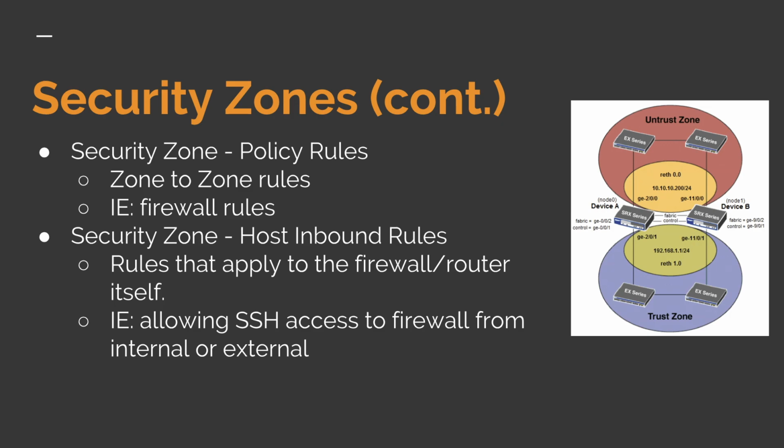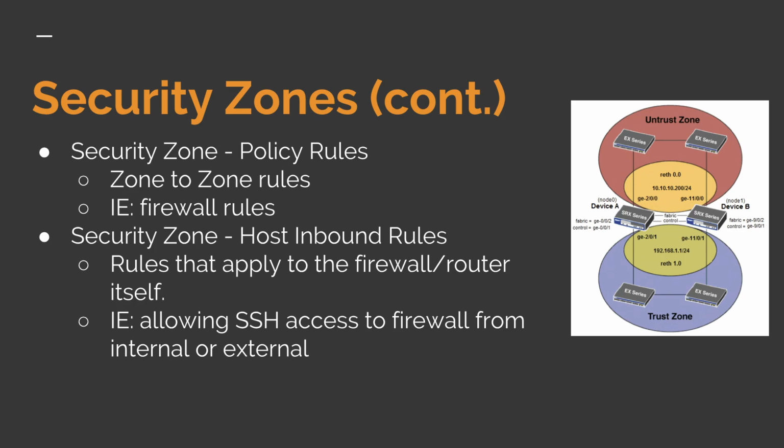And then when it comes to security zones, there's two different types of rules. The first one is policy rules. Policy rules are the rules that go from one zone to another zone, so from one interface to another interface, or interfaces to interfaces. It's important to understand that these are where your firewall rules actually exist.